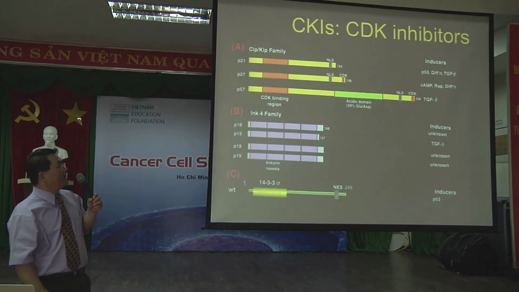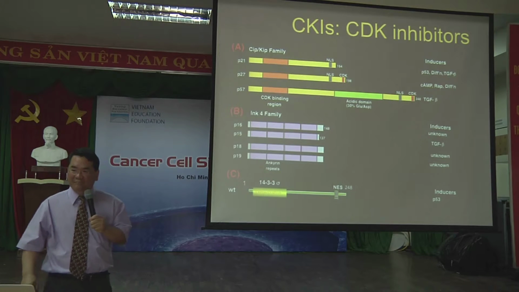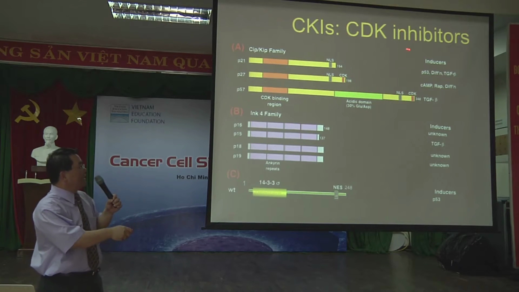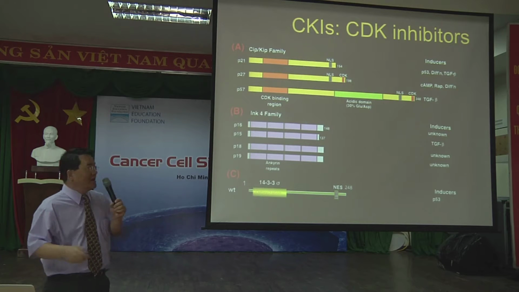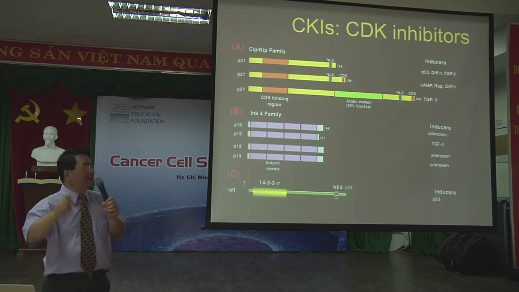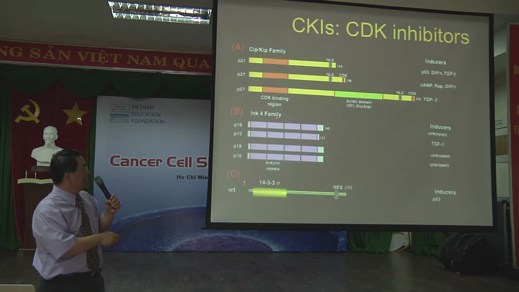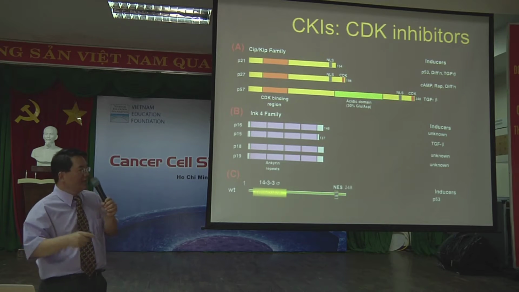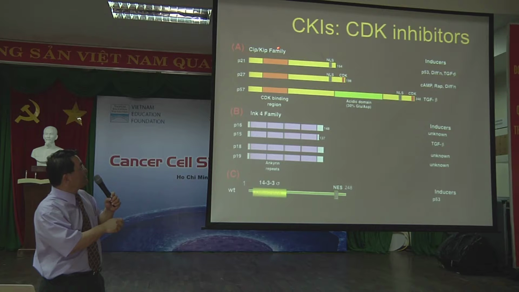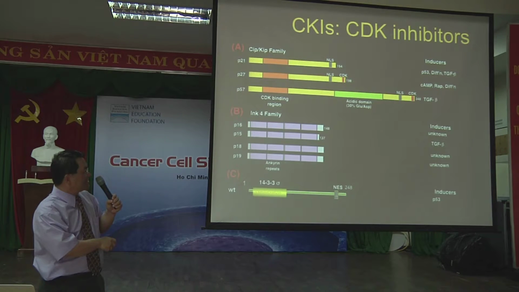So what is the CKI? CKI stands for CDK inhibitor. As I mentioned, two families. One is called the INK4 family, which stands for inhibitor of CDK4. The other one is called the CIP/KIP family. We have P21, P27, P57. We have P15, P16, P18, P19, etc.